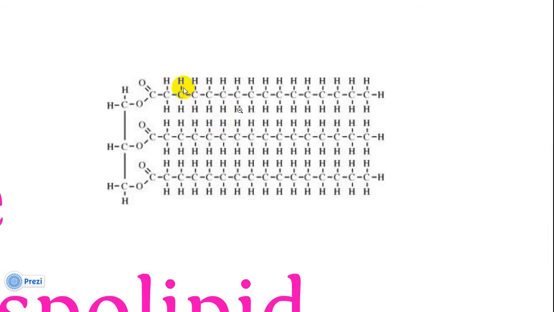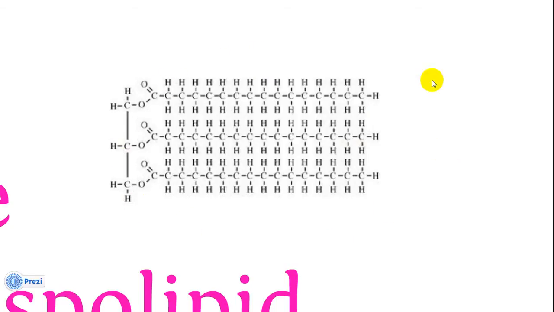Here we have a triglyceride. This is all a triglyceride. Here we have a fatty acid, this one is a fatty acid, and this is a fatty acid. Now, this triglyceride can't enter the beta oxidation, but the fatty acid can enter the beta oxidation. So the first step before the beta oxidation is to release the fatty acid, either from triglyceride or from phospholipid.